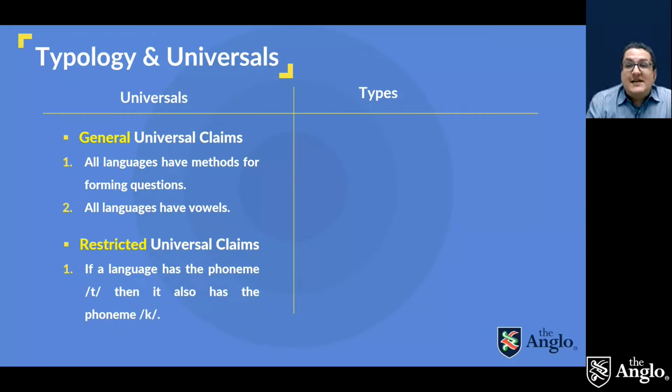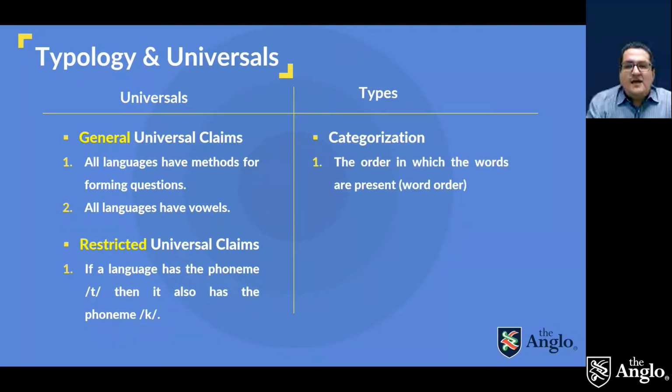We also have the types of languages, that's why it's called typology, in which basically we do a categorization. For example, we can talk about the order in which the words are present in sentences or in the language per se, which we are going to refer to as word order, and also the presence or absence of a subject that we can actually hear.